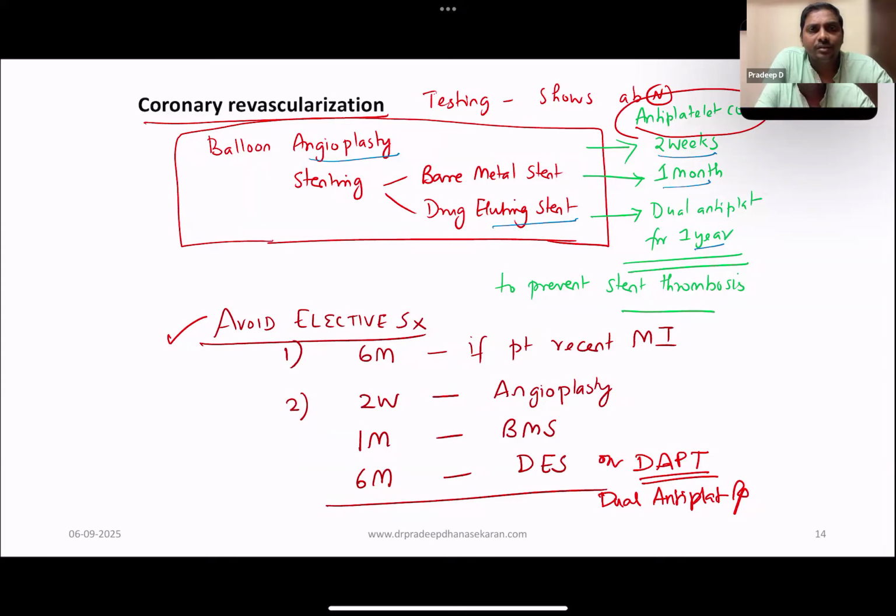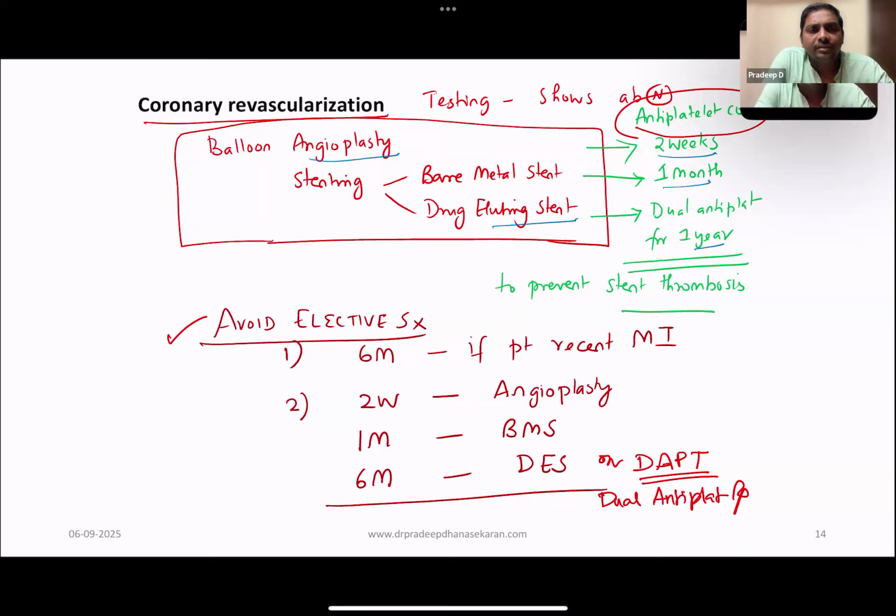When you put a patient on a stent, previously people used bare metal stent, wherein you need to provide the antiplatelet cover for 1 month. Recently, we use drug-eluting stent, where the patient should be kept on dual antiplatelet treatment for at least 1 year. The aim is to prevent stent thrombosis. So for patients who require coronary revascularization, RCRI 3 or 4, right?